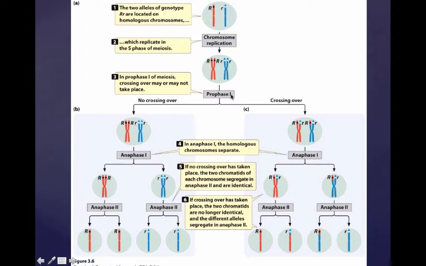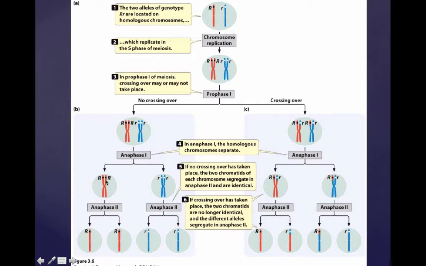And then in prophase 1 of meiosis, we're going to see crossing over either take place, like over here to the right, or not take place, like over here to the left. So both of those possibilities exist. Regardless, after prophase 1, in anaphase 1 the homologous chromosomes are going to separate, whether they've crossed over or not. And if no crossing over takes place, the two chromatids of each chromosome are going to segregate in anaphase 2, and they're going to be identical.